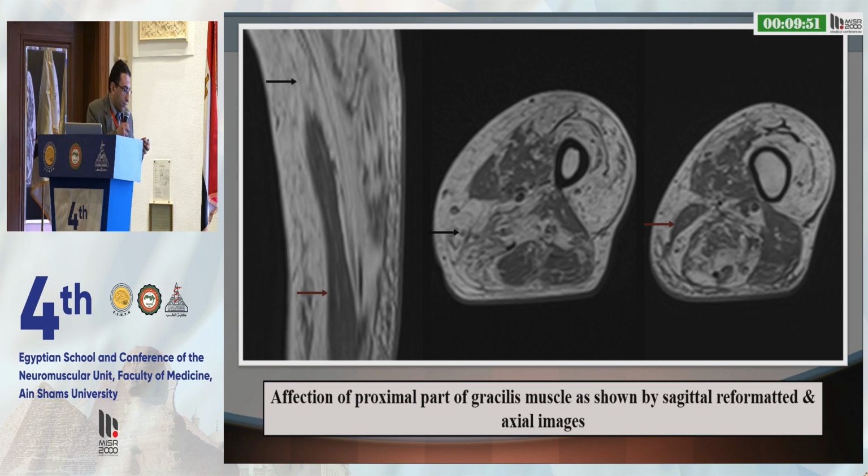These are examples of the affection of the sartorius and the gracilis muscle. This is a reformatted sagittal image. The proximal part of the gracilis muscle is much affected, while its distal part is more or less normal. And this is the corresponding axial image. This is at the proximal part. The sartorius and gracilis muscles are definitely affected, while their distal parts are much spared.